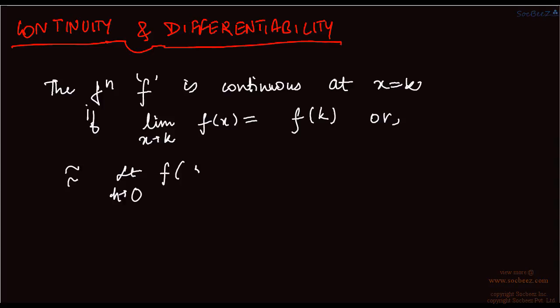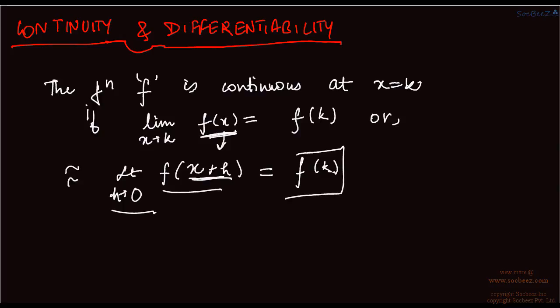So f(k plus h), that will be f(k). I'm sorry, this is c plus h. This is x plus h actually. So if you can do this, that f(x) can be replaced with f(x plus h), then h should be tending to 0. In that case, it will be f(x), and this gives f(k). So a function f is continuous at x equals k if it gives the value of f(k). Fine.